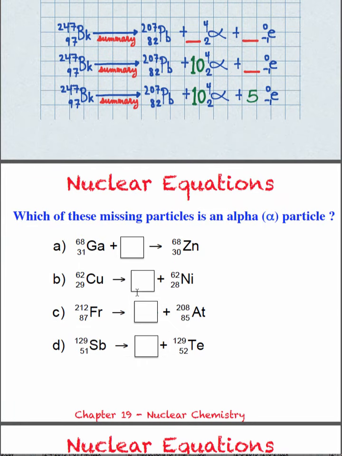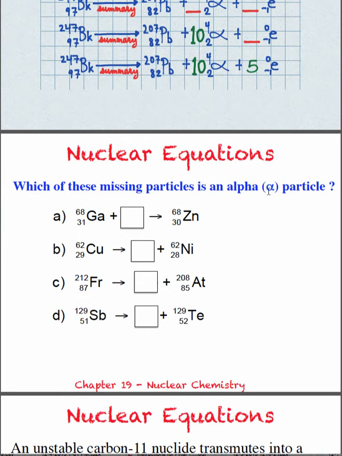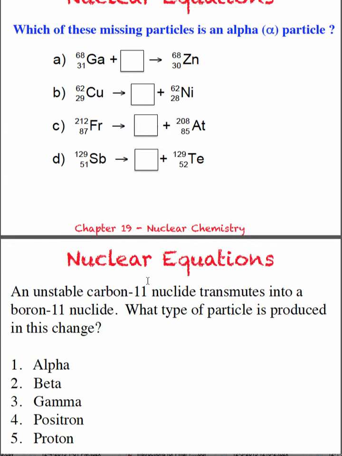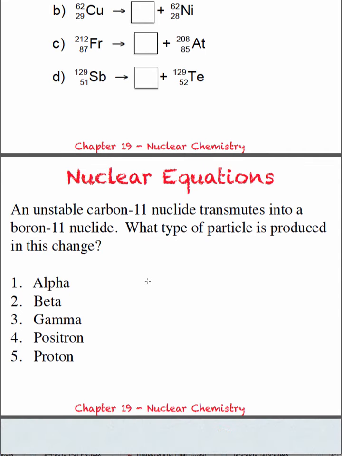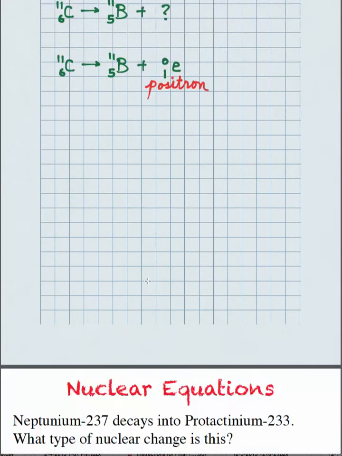Here's a simple one. Which of these is an alpha particle decay? Let's see, alpha has a 2 down below and a 4 up above. So 31 plus 2 is not 30. 28 plus 2 is not 29. 85 plus 2 is 87. So it could be this one. Let's check it. 208 plus 4 gives 212. This is a 4 and a 2 and an alpha. The others are probably not. 52 plus 2 is not 51. Looks like this is a negative 1 and a 0. That'd be a beta decay, right? Alpha. Do you have the hang of this yet? I'm going to leave that one alone. You can look at it if you want to.